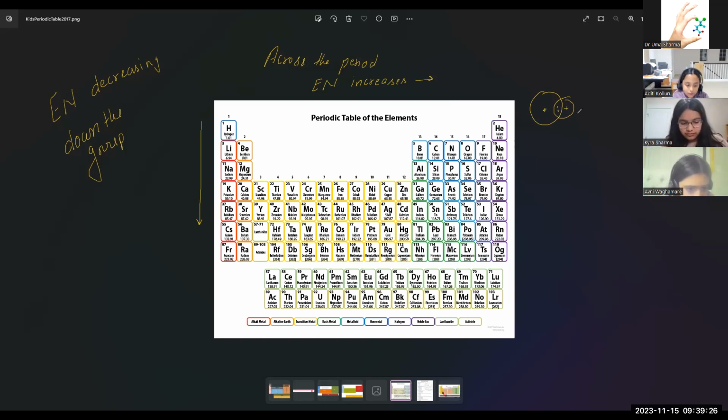Because the shared pair of electrons is more closer, more closer to the nucleus. Yes. And if it is more close to the nucleus, attraction increases. So the electron density will go more in the direction of the smaller one.